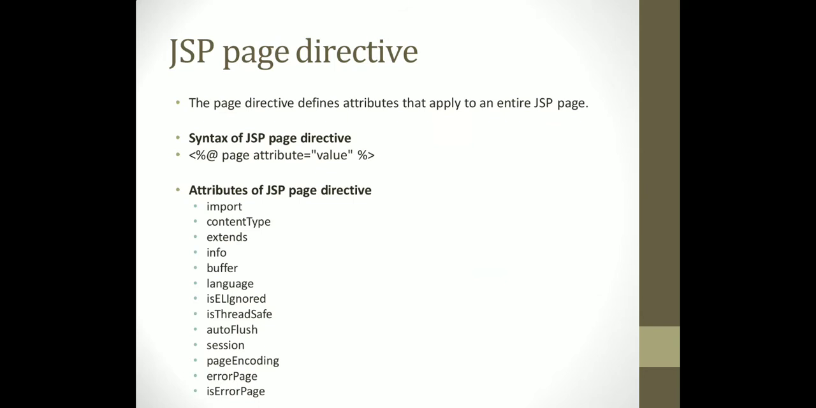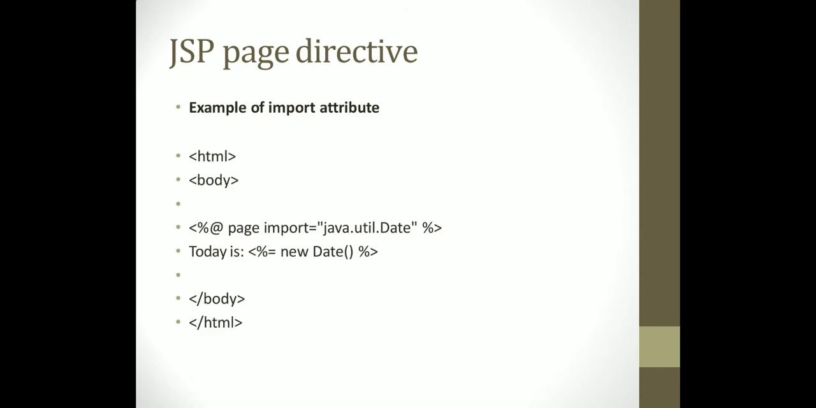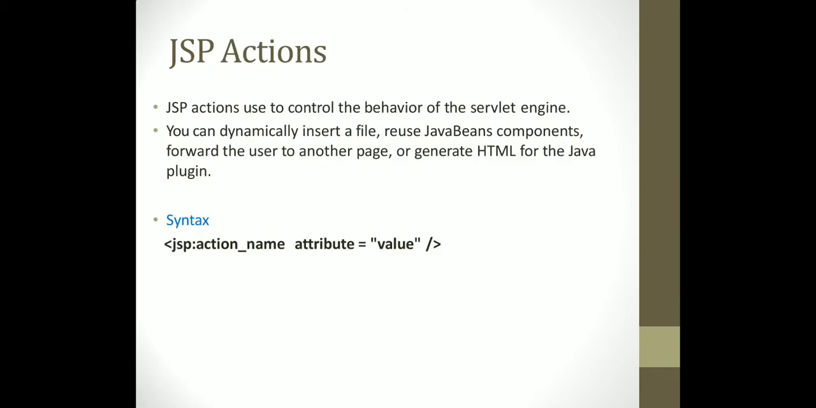Now we have seen all the directives, like the attributes of the JSP page directive: import, contentType, extends, info, buffer, language, isELIgnored, isThreadSafe, autoFlush, session, pageEncoding, errorPage, and isErrorPage. So all these things we have seen. Then the JSP page directive, then actions, and all this syntax we have also gone through.